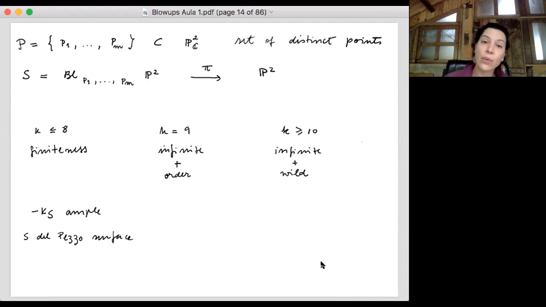So when the number of points is at most 8, then if the points are in general position, I will say exactly what I mean by that soon, then the anti-canonical class is ample.